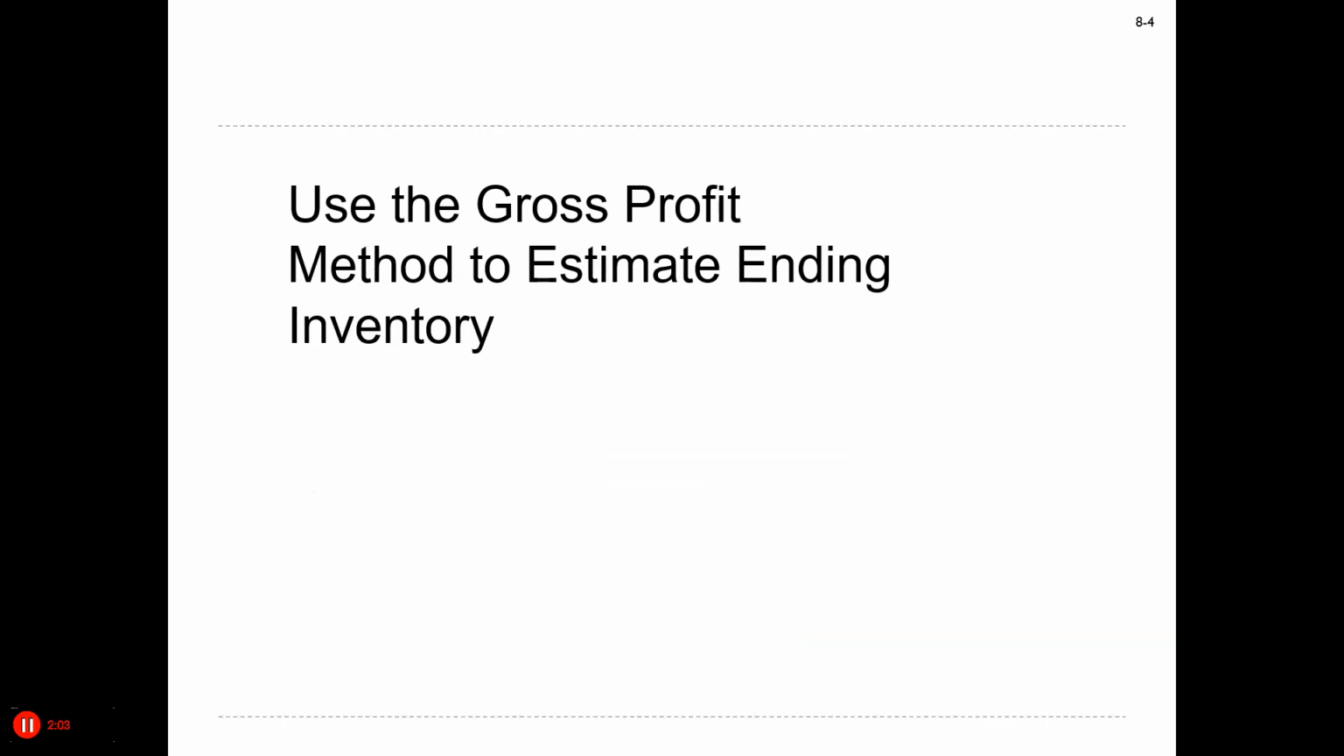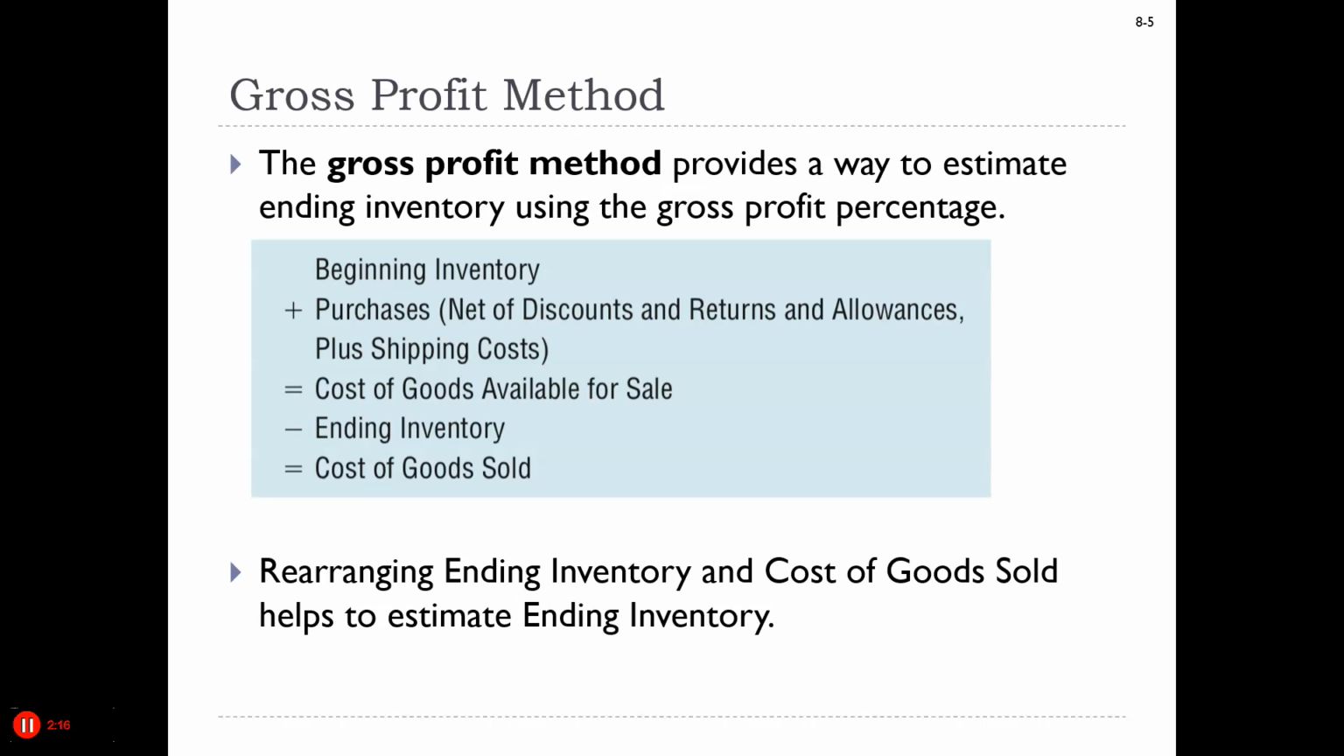Now we're going to look at using the gross profit method to estimate ending inventory. This can only be used if there was, say, a fire or something like that, but it cannot be used for financial reporting purposes. The gross profit method provides a way to estimate ending inventory using the gross profit percentage.